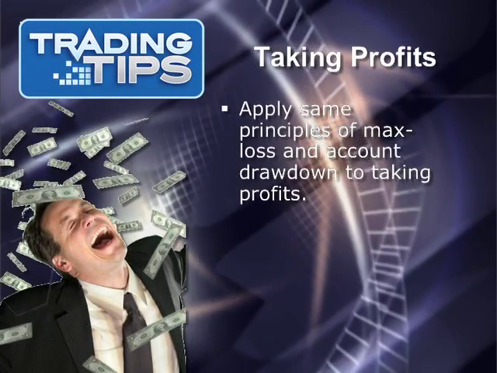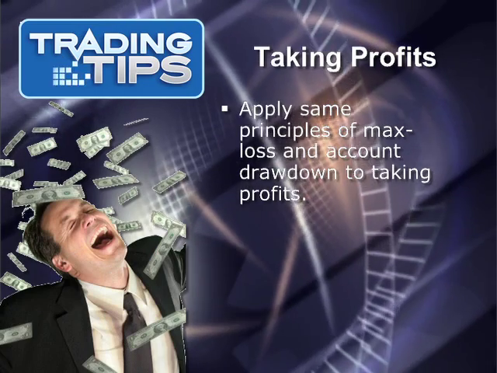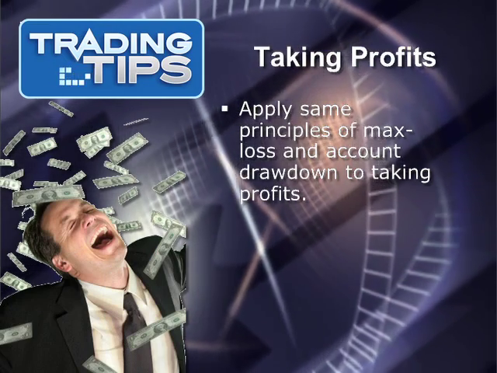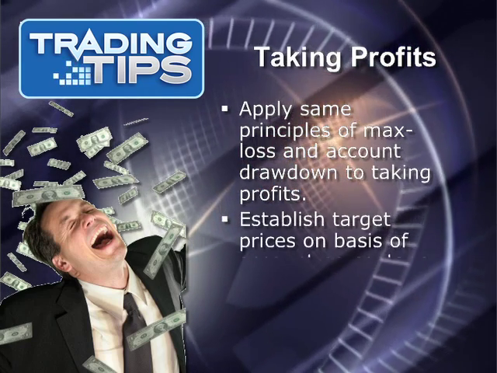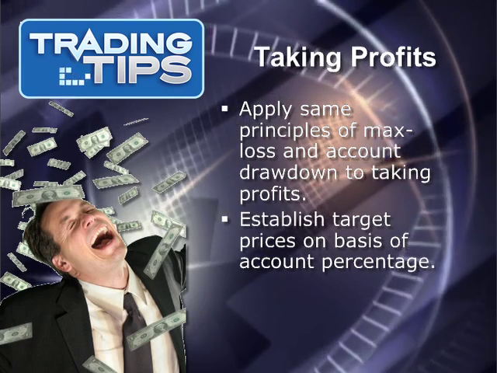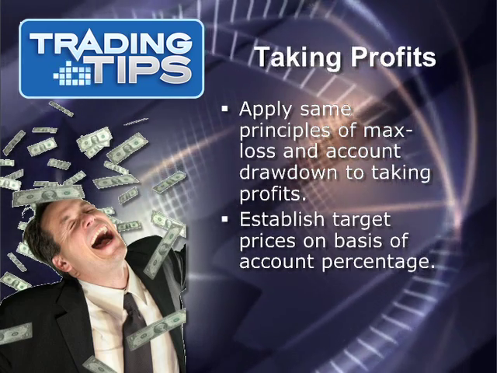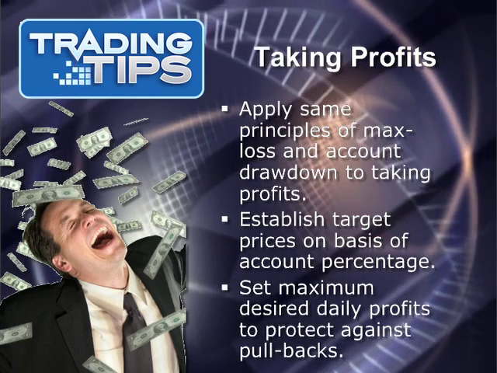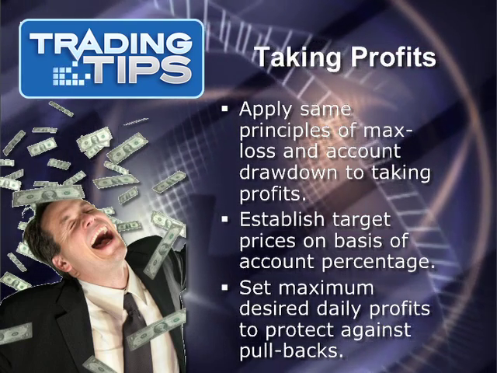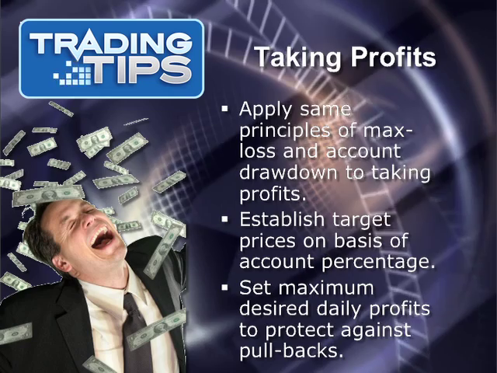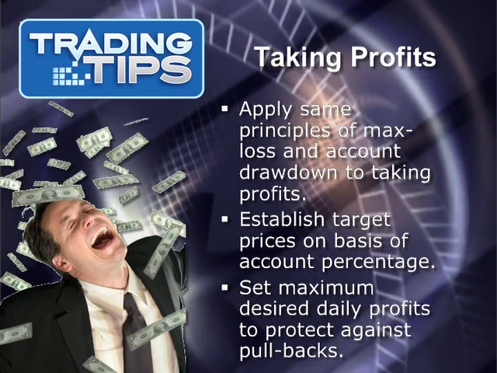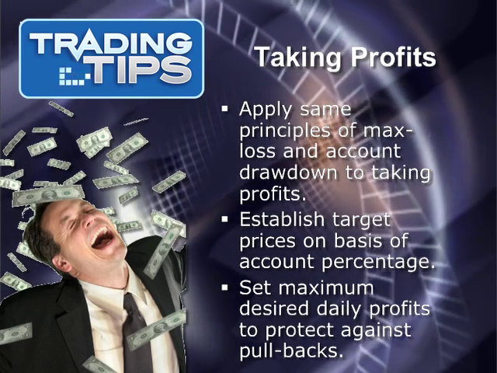Now the flip side of money management is taking profits. You can apply the same concepts of maximum loss and account drawdown to taking profits too. For example, you can set the maximum profits you're looking for in an individual stock based on a percentage of your account, and you can also set a maximum profit you're looking for on a given day, which is kind of like the opposite of account drawdown. This way you can exit the market with your chips and come back another day when prices are down. That's when you can buy. This is how people really make money in the stock market.